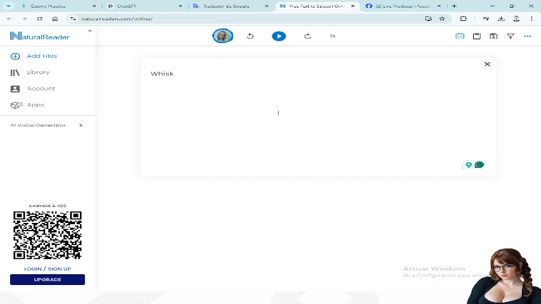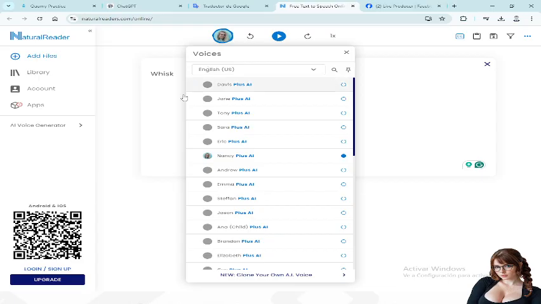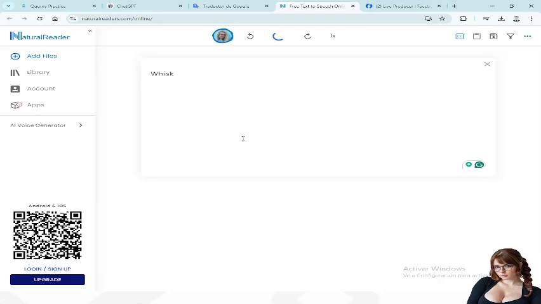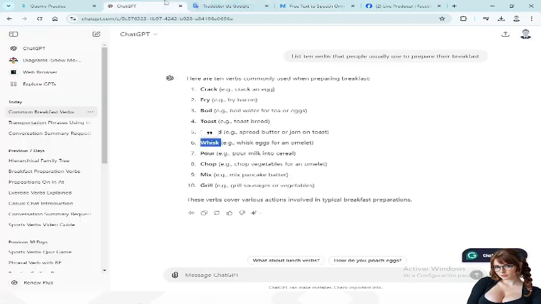We can copy and paste the verb and try to use this tool with a different tone of voice. For example, the first one, I don't know what the name is, Nancy plus artificial intelligence, and Nancy says whisk, whisk. So the next step is to practice each verb and get the meaning and get 2 examples from ChatGPT.